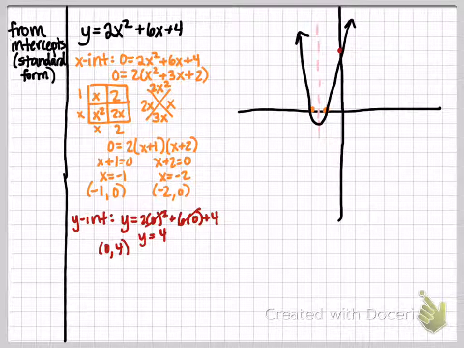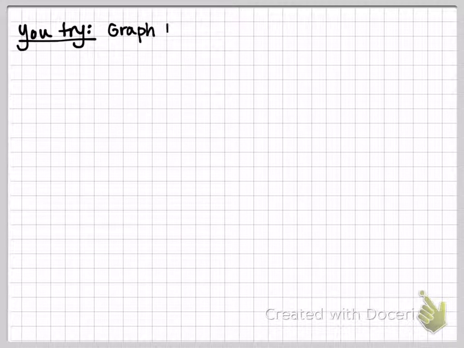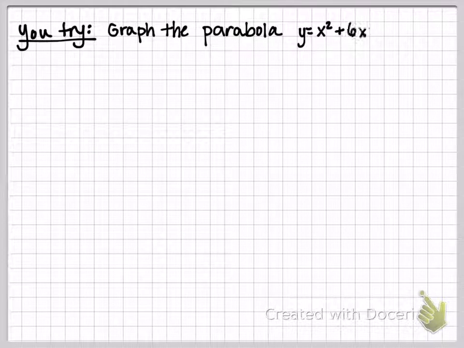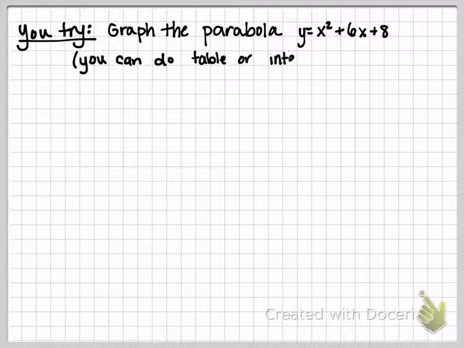So like I said, you can do a table or you can do intercepts. Whatever one feels right for you is what you can do, okay? Now I'm going to have you try one more. You can use whichever method you want. So you're going to graph the parabola y equals x squared plus 6x plus 8. You can either make a table or you can do the x and y intercepts. So you decide what works best for you. Okay? So pause the video and do this all the way through. Use your notes you just took. And once you have your parabola graphed, I want you to unpause the video and check your solution.